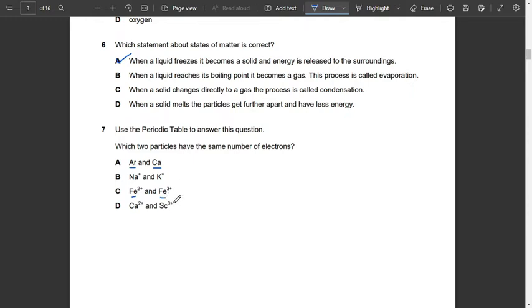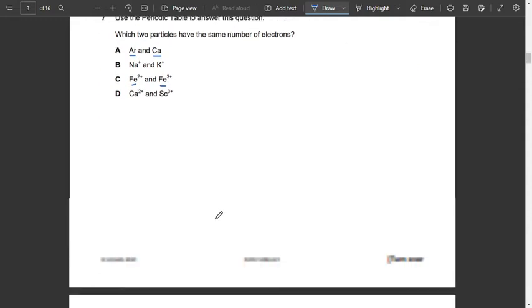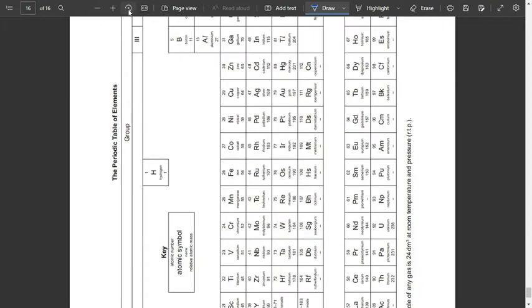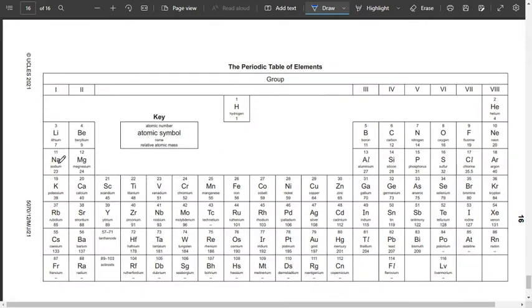Let's check them out. Na+ and potassium+, let's go to the periodic table. If you look at Na, the total number of electrons is 11, and since it's plus, in that condition we have 10 electrons. And if you look at potassium, it's K+, so it will have 18 electrons. So that cannot be the right answer since they are not equal.